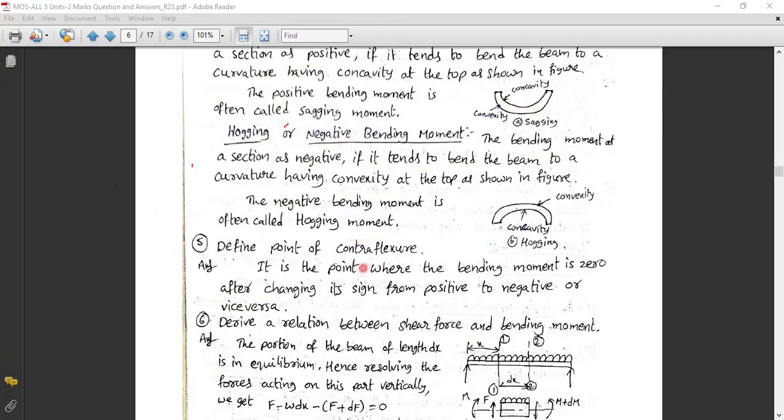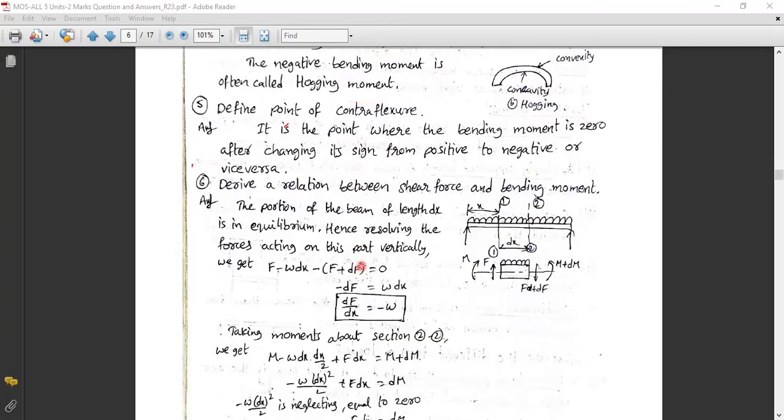So for the idea, we need to keep all these small definitions in mind so that you can understand the big questions of this unit. Next question: what is the point of contraflexure? This is a point where the bending moment is zero after changing its sign from positive to negative and vice versa. So a point of change takes place.